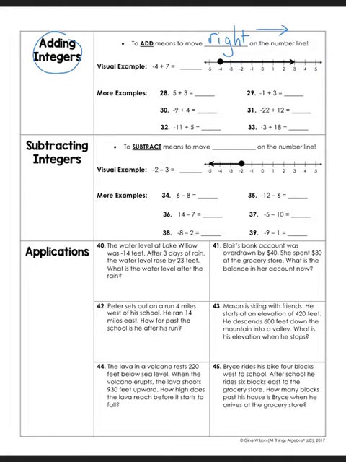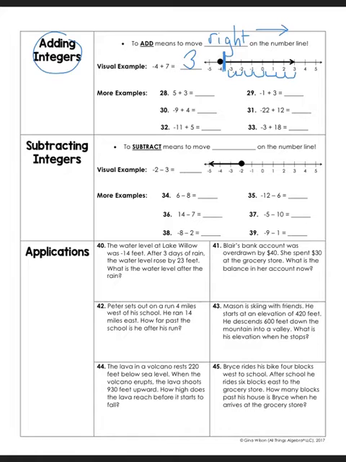So here's our example. If we start at -4 and we move right 7, 1, 2, 3, 4, 5, 6, 7, we come to +3. So that is our answer.